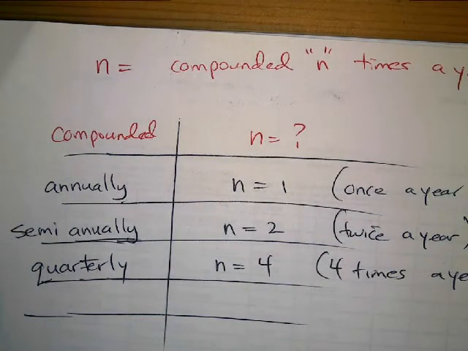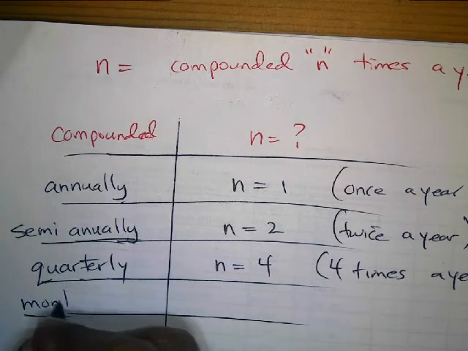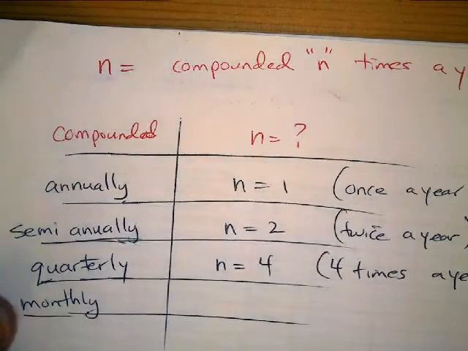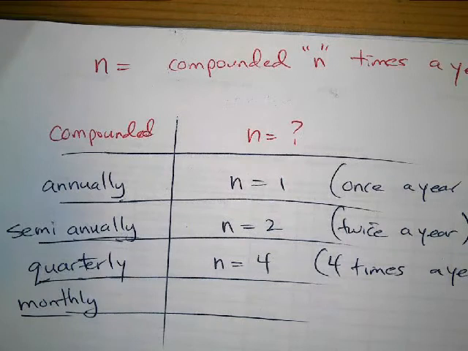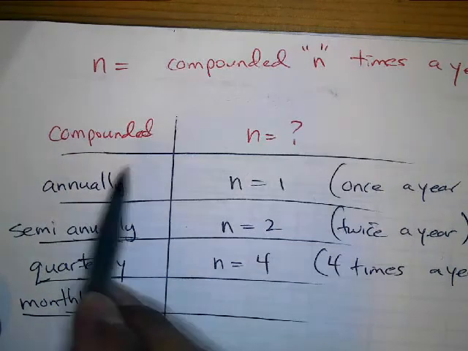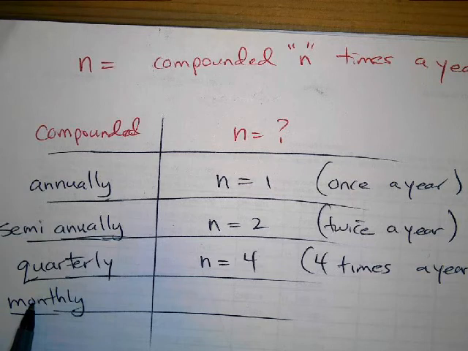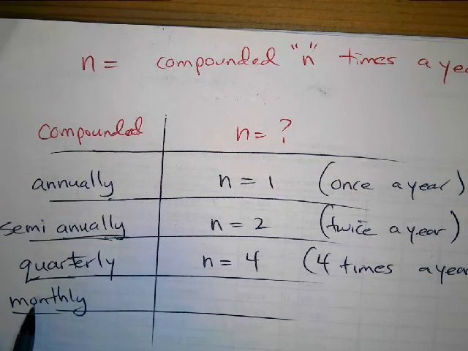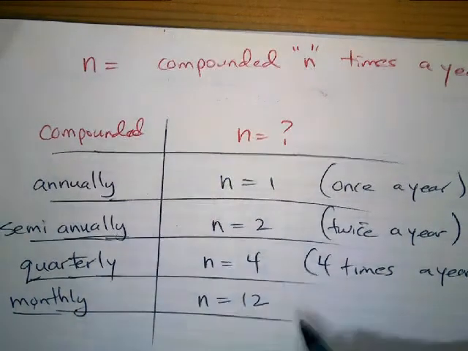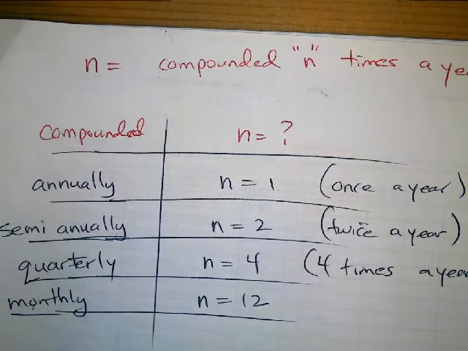And then what if it says it's compounded monthly? How many times will it be compounded if it's monthly? Well, how many months are in a year? If you hear it say compounded monthly, what would be your value of N? If it's compounded every month, how many times is that going to be in a year? 12, because there's 12 months in a year. Once every month in a whole year will be 12 times.